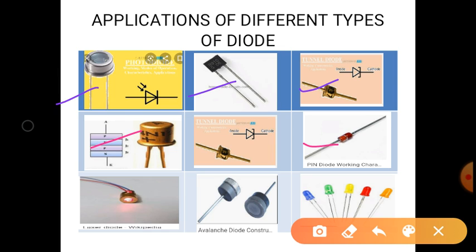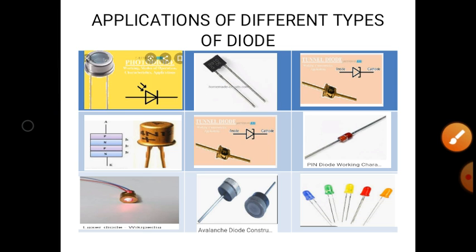The next one is the PIN or PN junction diode, which is used in rectifier circuits. About these rectifier circuits we'll be studying in the next slide. The next one is the laser diode. Laser diodes are used in fiber optic communications, laser printers or readers. The last one is the LED type of diode. It is a light emitting diode which is used in power indicators and in domestic lighting. So these were some of the applications of the diodes.